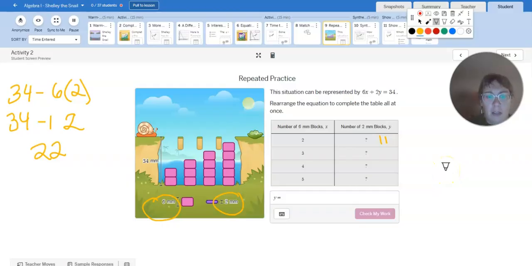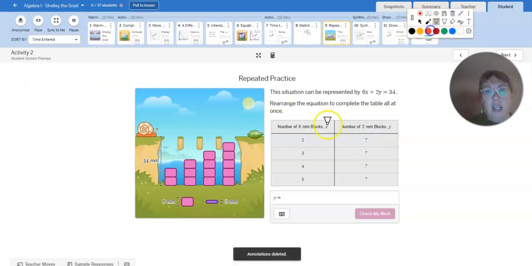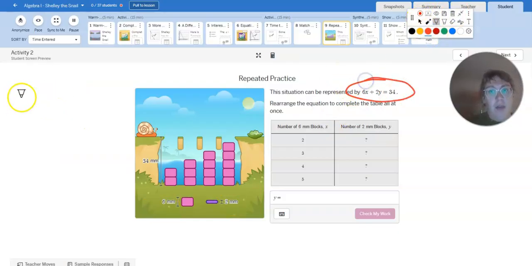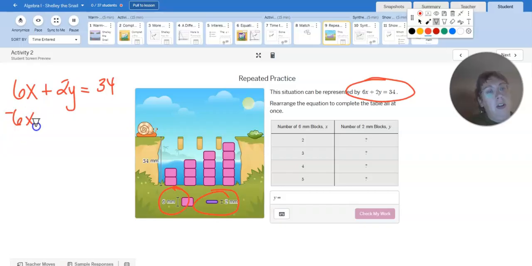Sorry, I thought it wanted us to fill out the table. That's not what it wants. It wants us to write an equation. So we're taking this and rearranging the equation. My bad. So we have 6x plus 2y equals 34, right? 6mm blocks, however many of those, plus however many 2mm blocks has to equal 34. If we were to solve this for y, we'll subtract our 6. Oops, did not mean to hit that.